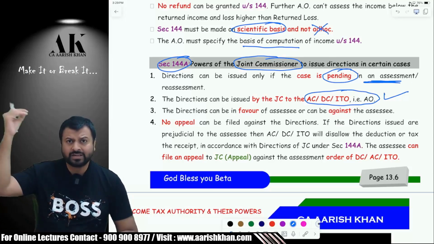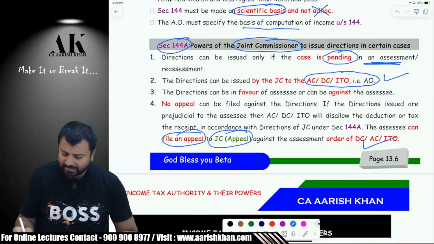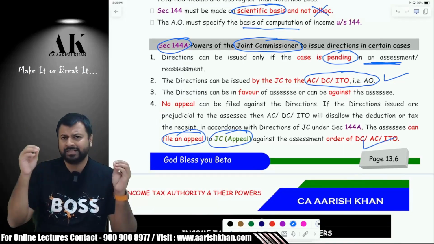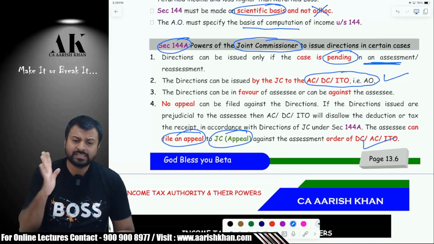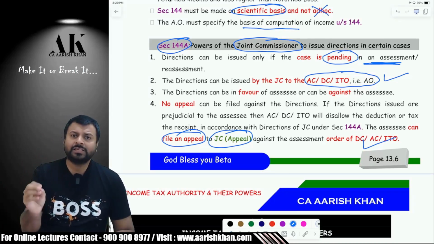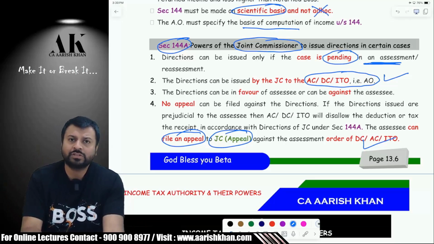Later on, after the assessment is completed, the assessee can file an appeal to JC appeal and take the advantage of the appeal. It is not binding on assessees. JC's direction is not binding on assessee. JC's direction is binding on the AO. Whatever JC will say, AO has to pass in his order, and after the order is passed, assessee is free to go and appeal. So this is what this beautiful chapter of assessment procedure is all about.